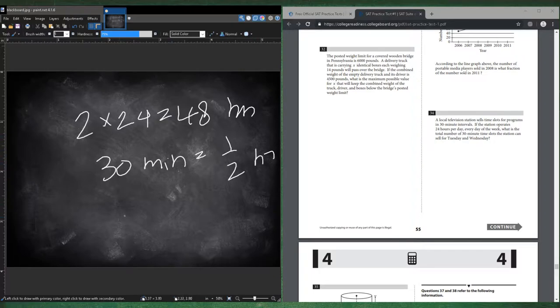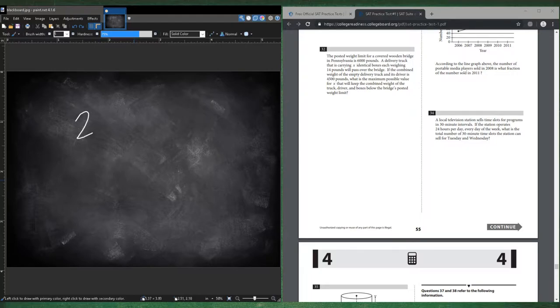So how many half hours are there in 48 hours? That's just 48 divided by 1/2, which is the same thing as 48 times 2. So 48 times 2 is 96. So the answer is just 96. Pretty basic. You could also do dimensional analysis for this. It's not that hard. It'll be like 2 hours equals 60 minutes, and then there's 30 minutes.